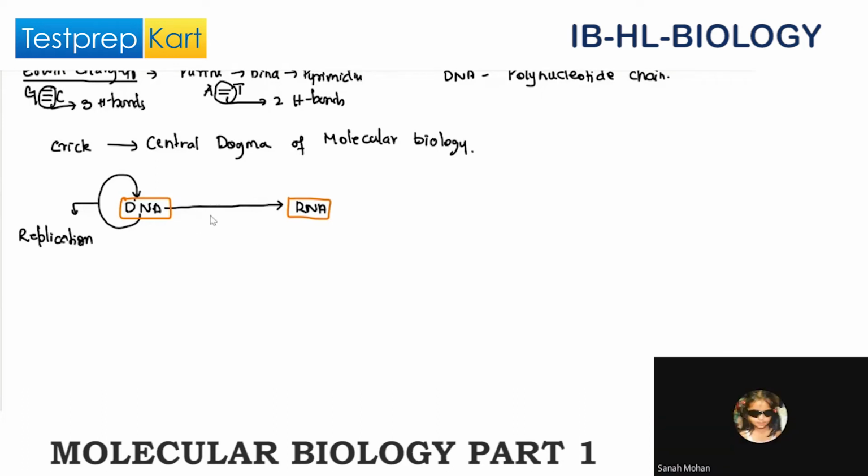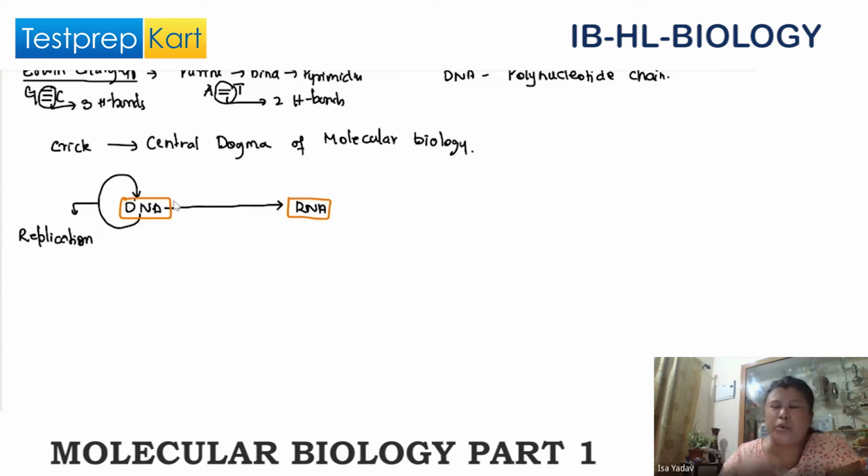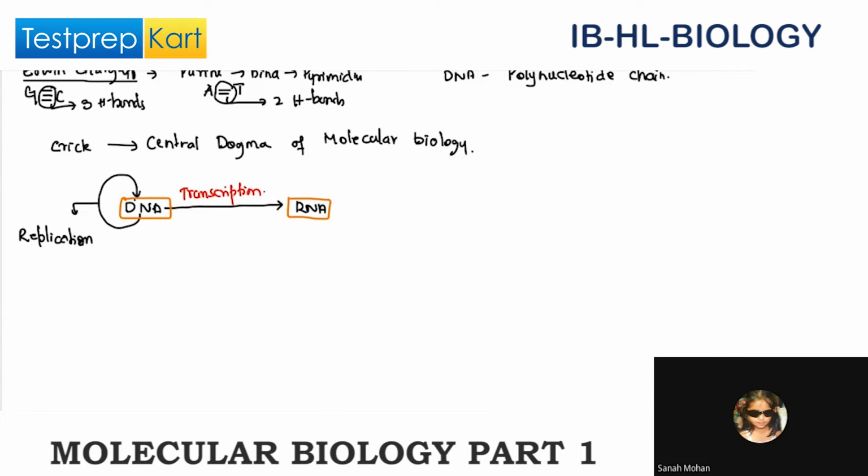So DNA cannot express itself. It says, okay, listen, I cannot express. I have so much information, I don't know how to express. RNA, I'll give you this information. Please do something for me. RNA says, okay, you give me. So DNA gives the information to RNA, and from DNA we get RNA. The process of making RNA from DNA is called transcription.